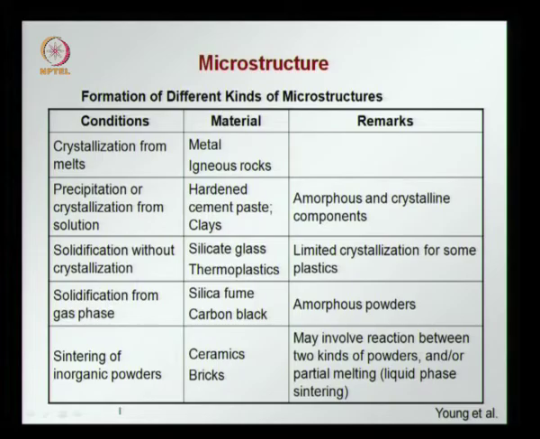We also have sintering occurring. We looked at this when we looked at diffusion in the last lecture. Sintering of inorganic powders occurs in ceramics and bricks, where you have heating or partial melting. The temperature is not high enough to cause a complete melting. This gives rise to sintering between different particles, which leads to bonding of different particles and a sintered solid. So these are the different kinds of microstructures which can be formed in solids.